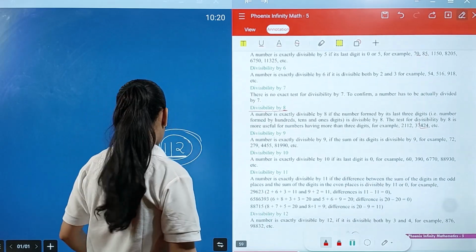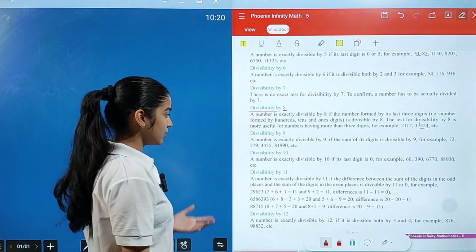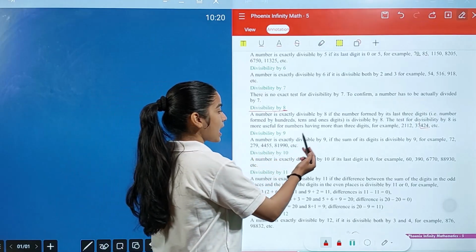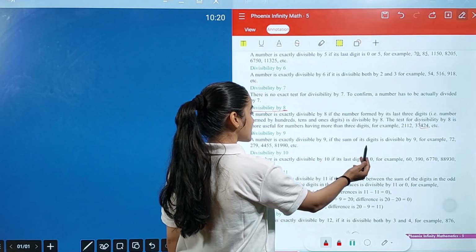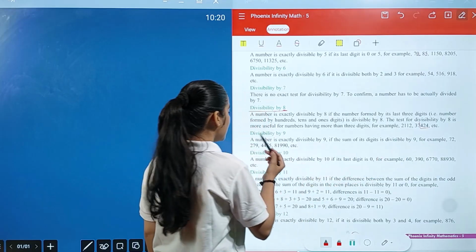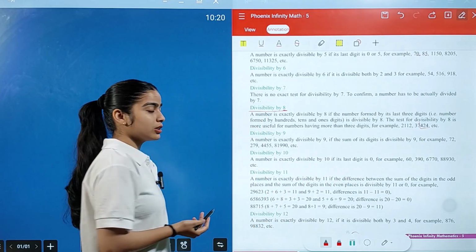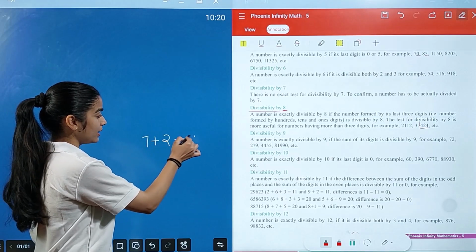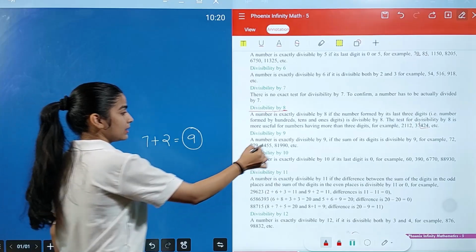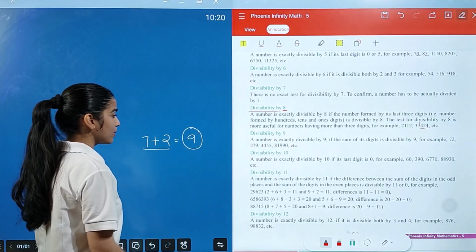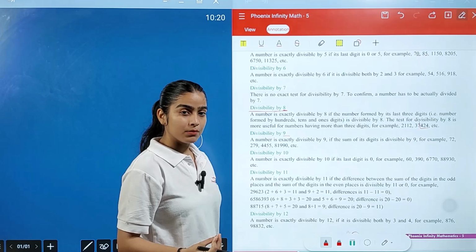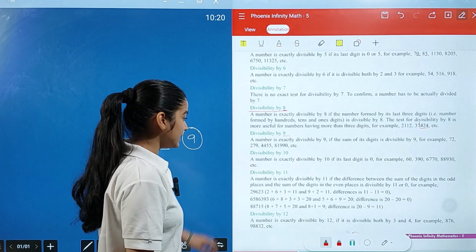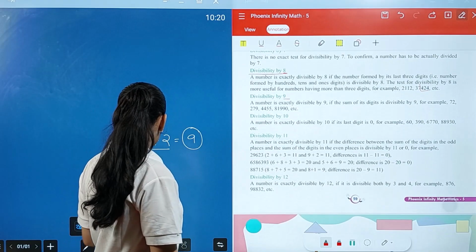Now divisibility by 9. The same procedure which we do in our divisibility test of 3, we have to repeat here. A number is exactly divisible by 9 if the sum of its digits is divisible by 9. For example, 72, 279, 4405. 7 plus 2 is equal to 9, and 9 is divisible by 9. It means 72 is divisible by 9. So you have to add the digits together, and if the sum is divisible by 9, then the whole number is divisible by 9.